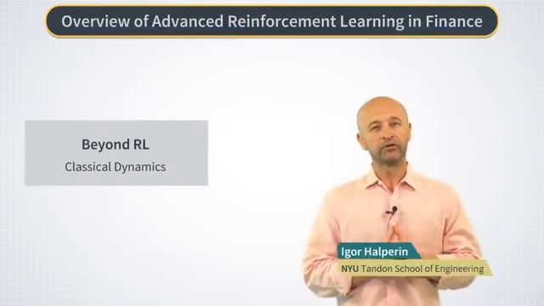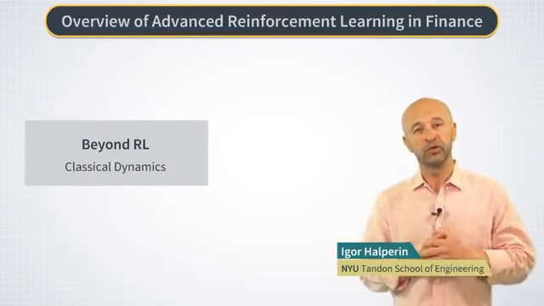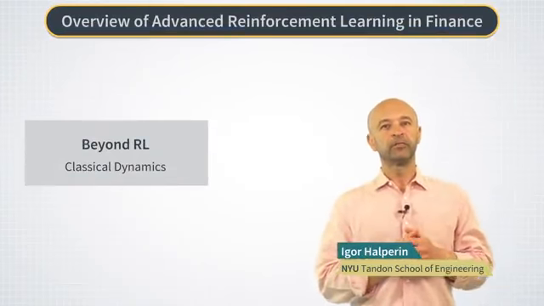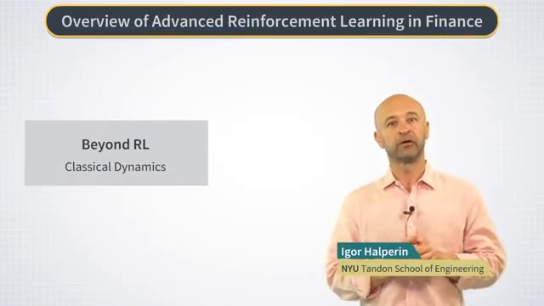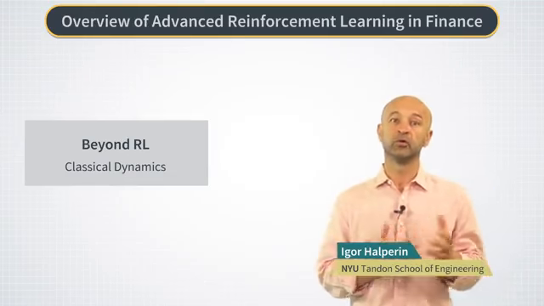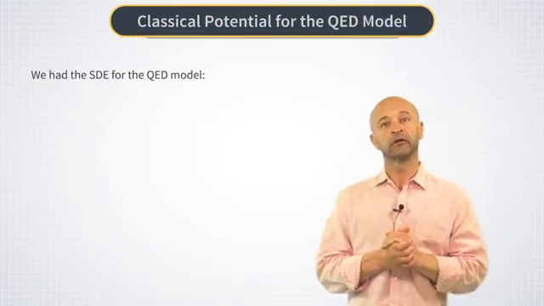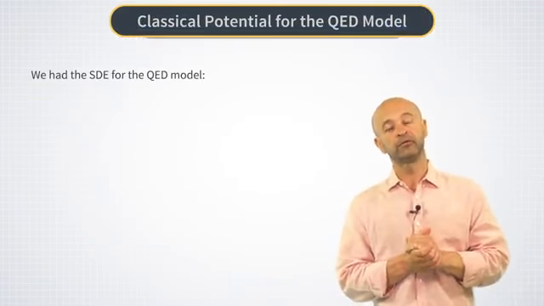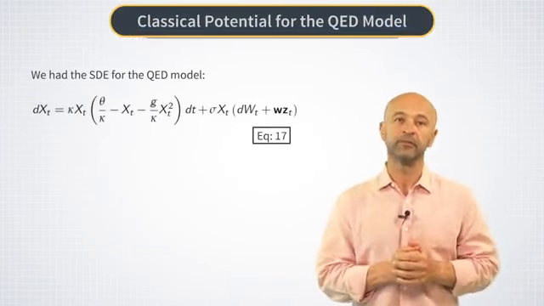Now, after we spoke about the Langevin equation, let's take a bit of a step back and discuss what happens when there is no noise at all in the system. Let's look again at our model that I repeat here in equation 17.